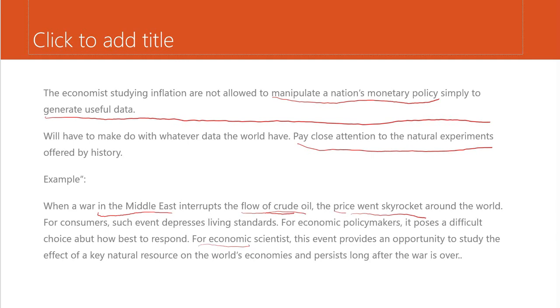And for economic scientists, this event actually provides a great opportunity for them to study the effect of the war and the relationship with the world economy. Untuk economic scientist, event macam ni dia suka lah. Dia dapat tengok relationship antara perang tersebut dengan keadaan ekonomi dunia. Apa perang dapat bagi kesan kepada ekonomi. Lagi lama event tersebut berlaku, dia dapat study in details.